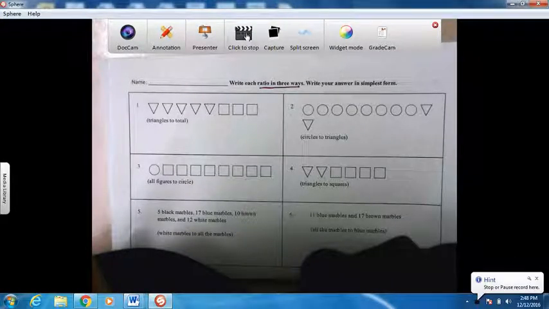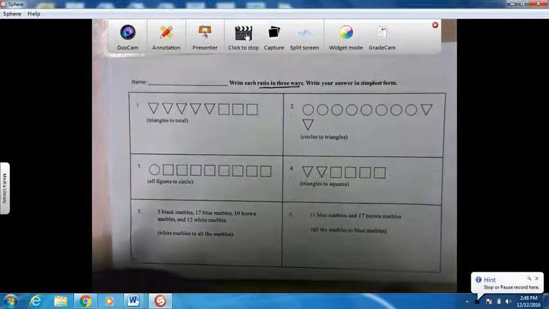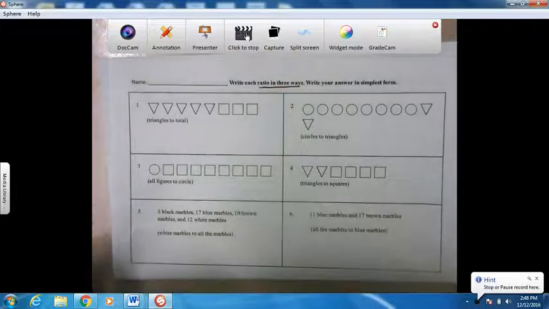Hi, it's Ms. Bridges again. Today we're going to talk about writing ratios in 3 ways. And we're also going to write our answer in simplest form.